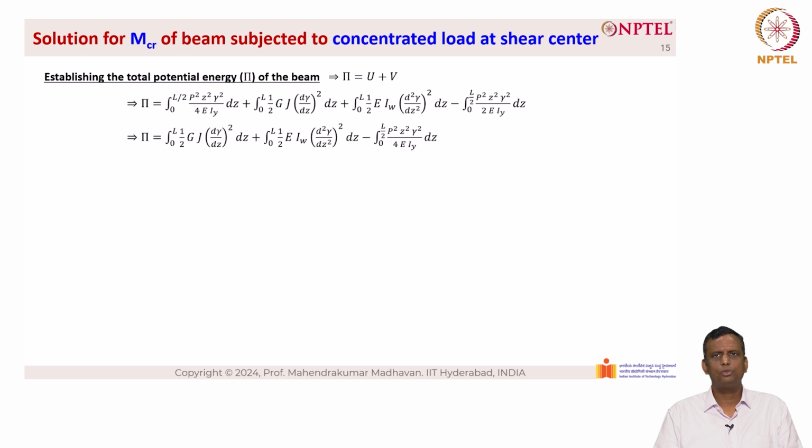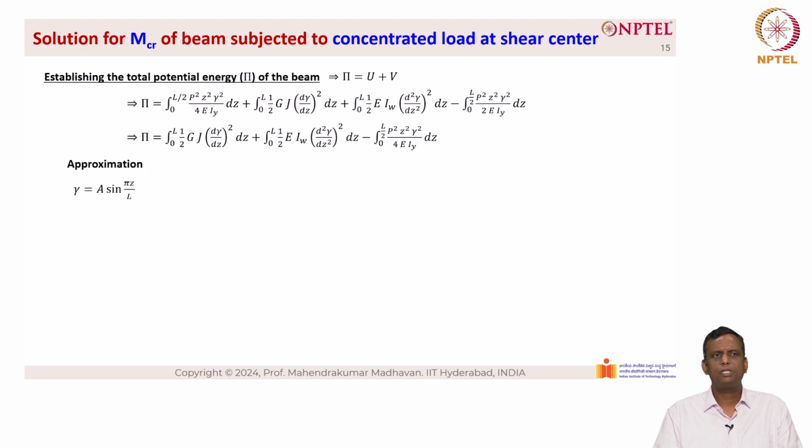When we do so, we have pi equal to integral 0 to L of half into GJ into d gamma by dz the whole square into dz, plus integral 0 to L of half into EIw into d square gamma by dz square the whole square into dz, minus integral 0 to L by 2 of P square z square gamma square divided by 4 EIy into dz.